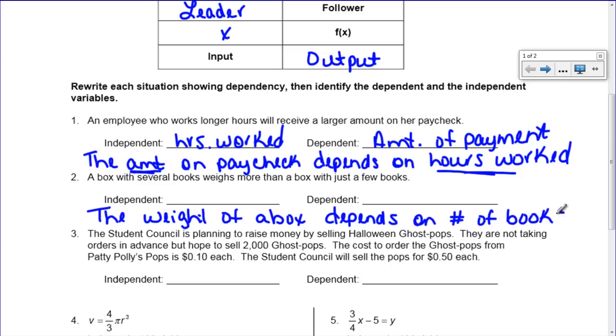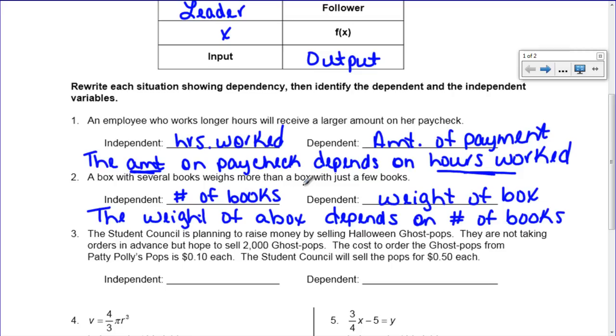And so according to that statement, the dependent variable, the thing that depends, is going to be the weight of the box. And so the independent variable, the thing that it depends on, will be the number of books. So let's read the third one.